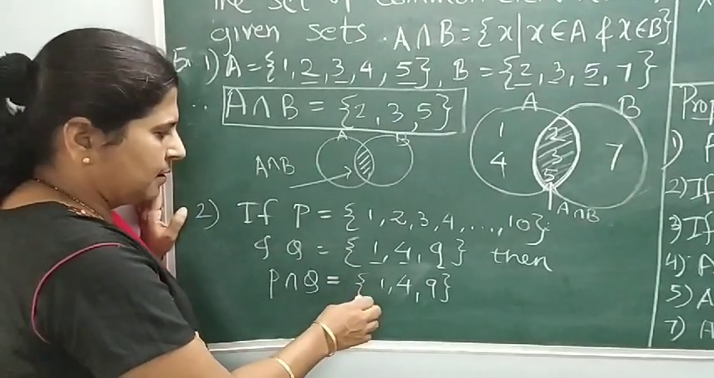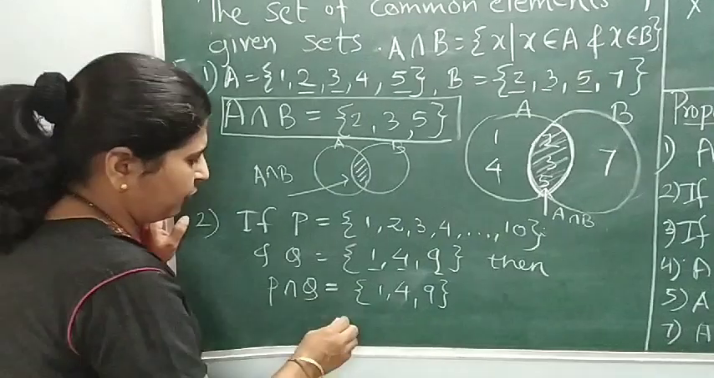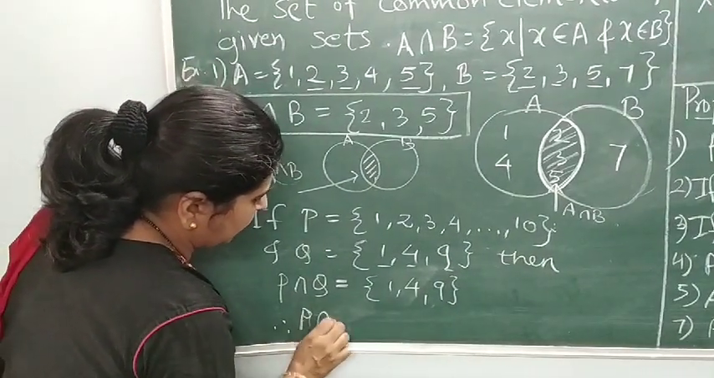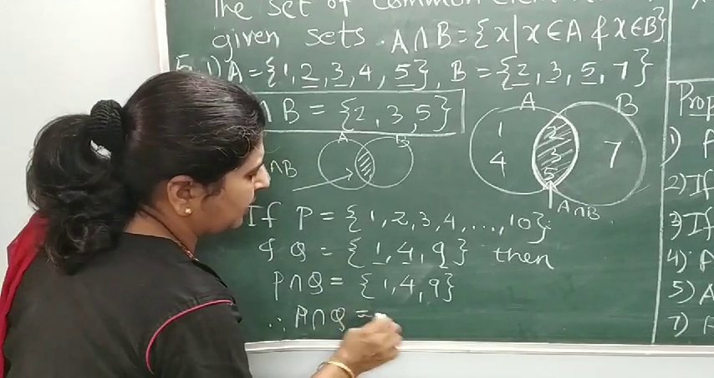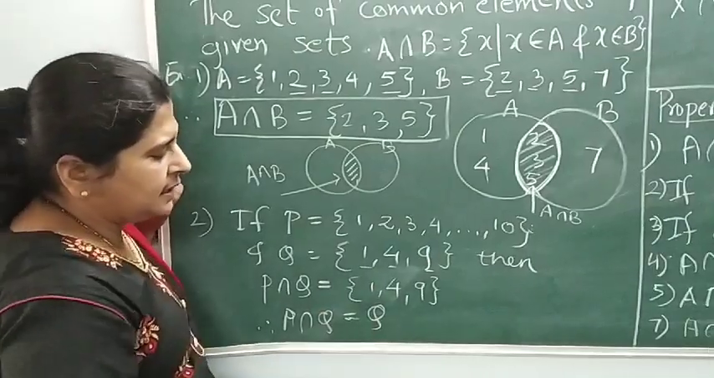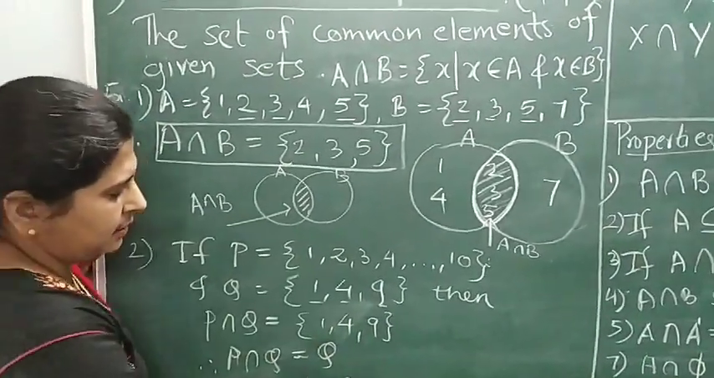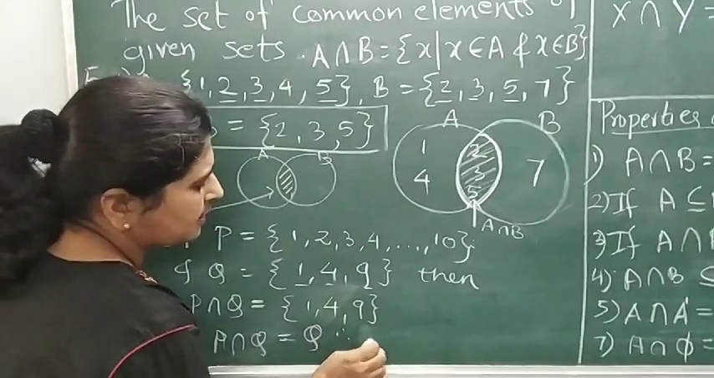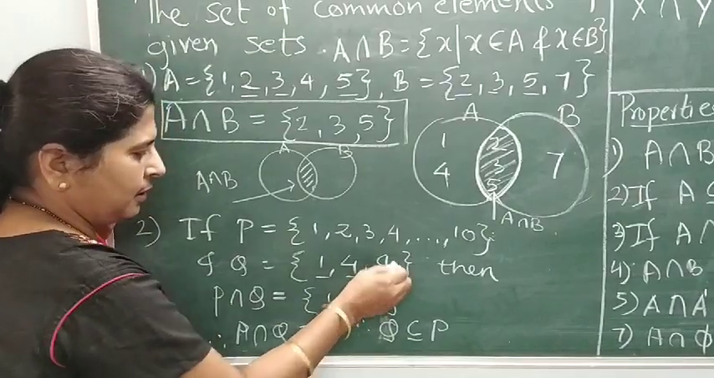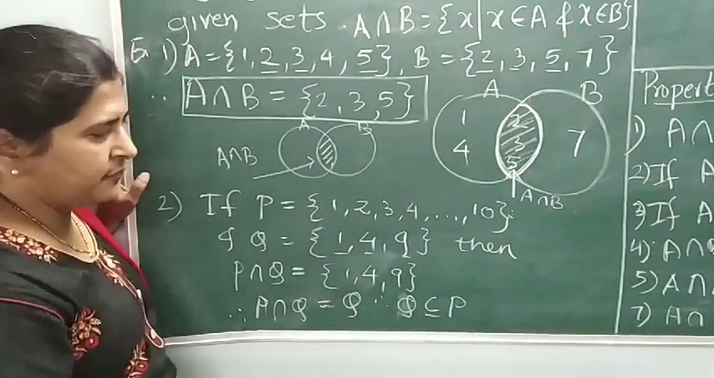Now if you observe, in this intersection we got all elements of set Q, therefore we can say here that P intersection Q is nothing but it is equal to Q. In that case we can see that Q is a subset of P. Therefore we can say Q is a subset of P, as all the elements of Q are the elements of set P. So here we can find the subset relation.